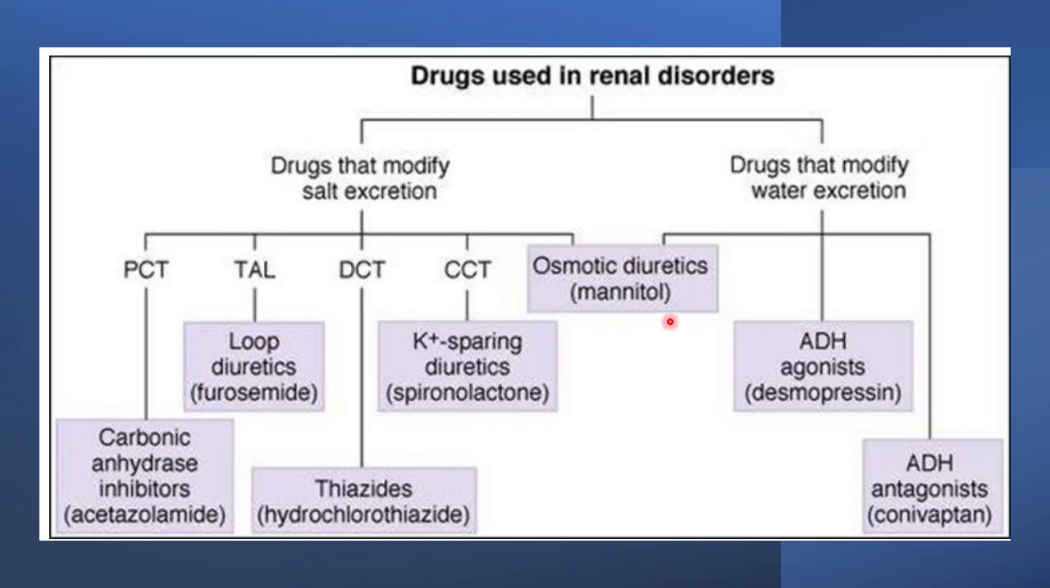Osmotic diuretics act over the late part of the PCT, where they stop the solvent drag in the late part of the PCT and also in the descending loop of Henle. And the other two diuretics act on the collecting duct: these are the antagonist of ADH and the antagonist of aldosterone.